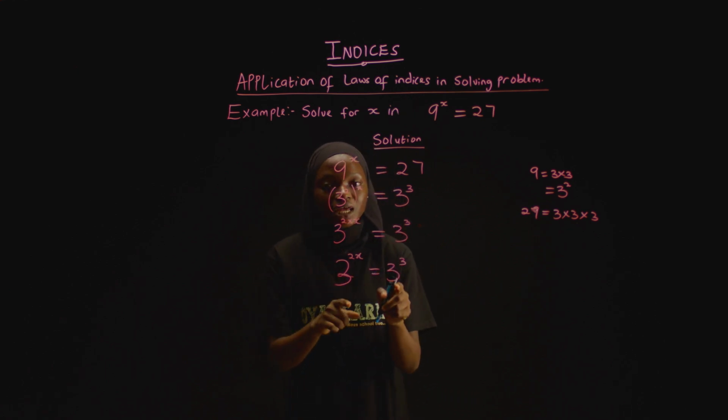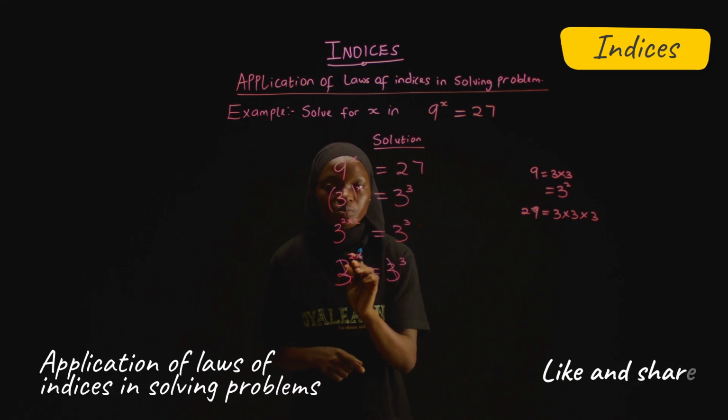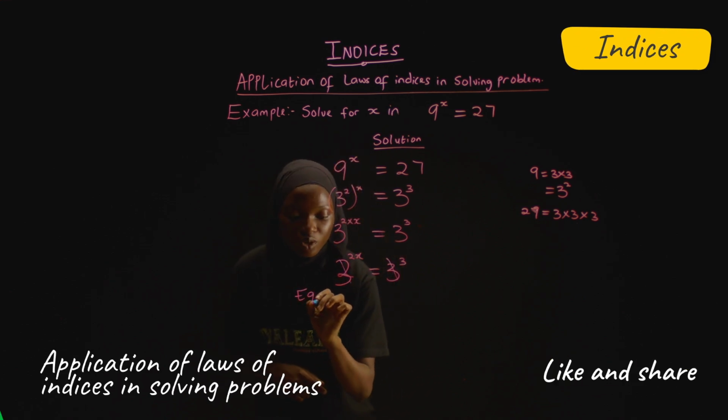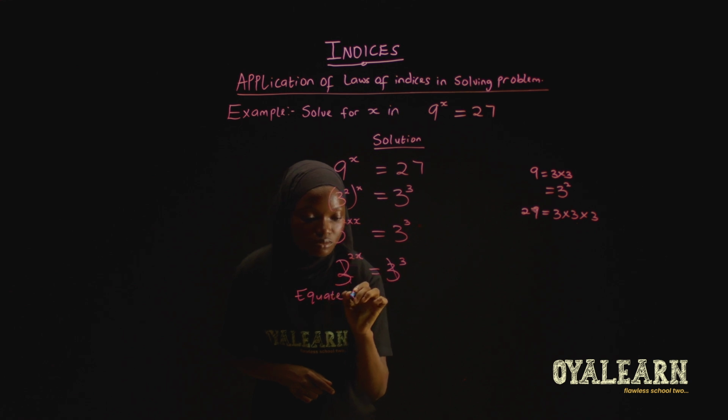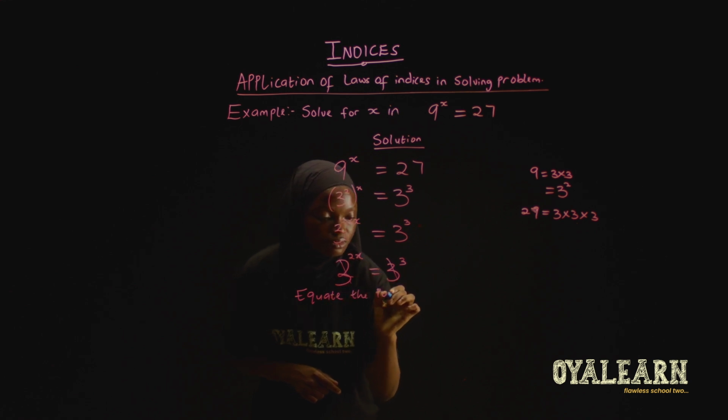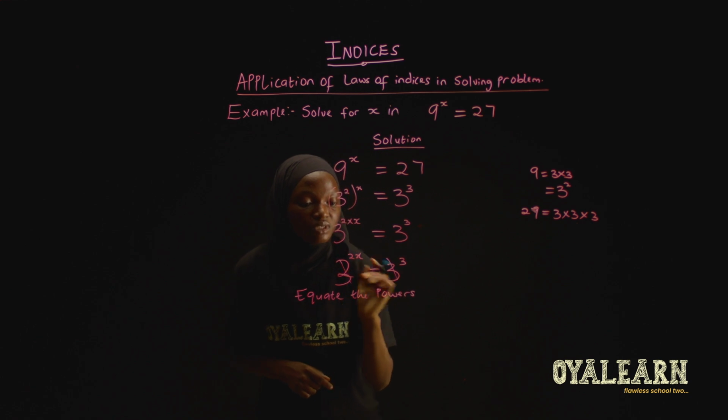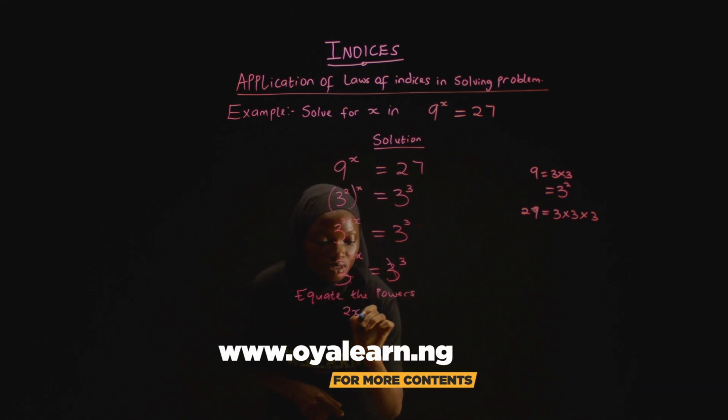Now here the base can cancel out, that is, we equate the powers. Since they have the same base, we have 2x equals 3.